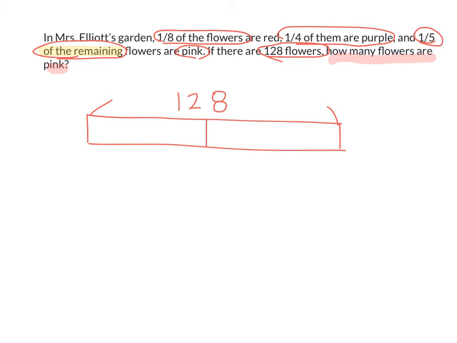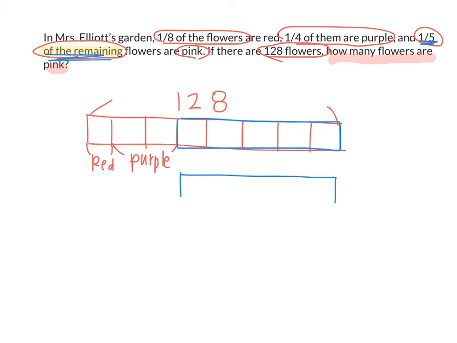We know that 1/8 of them are red. So we're going to split the garden up into 8ths. We're going to show that this 1/8 is red. Then we know that 1/4 of all of the flowers are purple. We know 1/4 is equal to 2/8, right? So these 2/8 here are purple. Then it says 1/5 of the remaining. How much is remaining after I marked out all my red and purple flowers? What fraction of the garden is remaining? 5/8. 5/8, right? So I'm going to redraw those 5/8 down here.